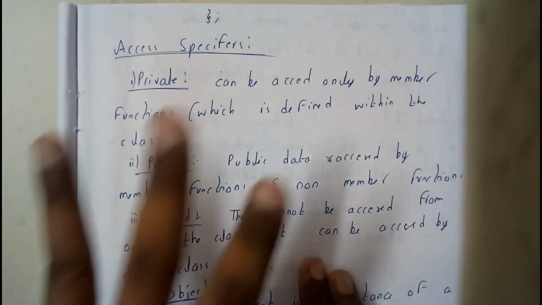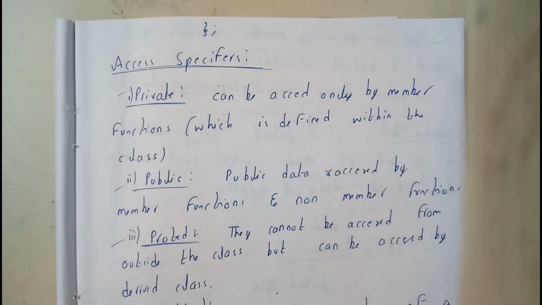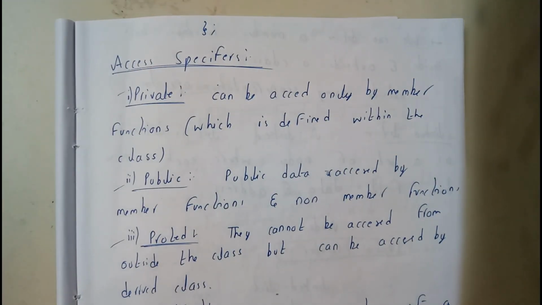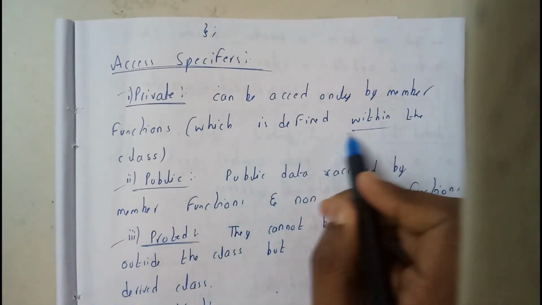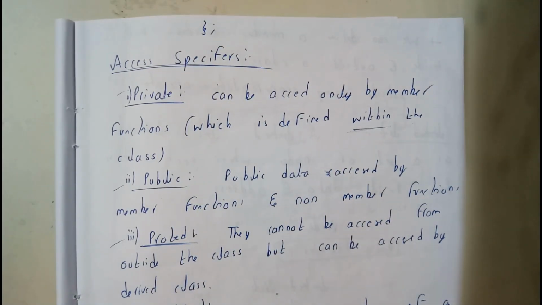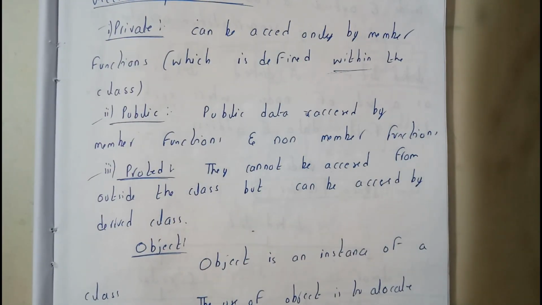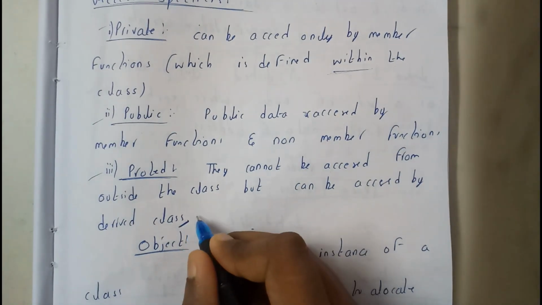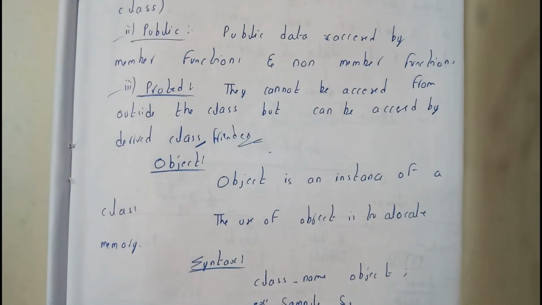So we have 3 access specifiers, guys. They are private, public, and protected. Private members can be accessed only by the member functions which are defined within the class. Okay. Public data can be accessed by the data members and even by non-member functions. Got it? So protected is nothing but which cannot be accessed from outside of the class, but can be accessed by derived class members and friend class members. Got it? So now I hope everyone is clear with class.